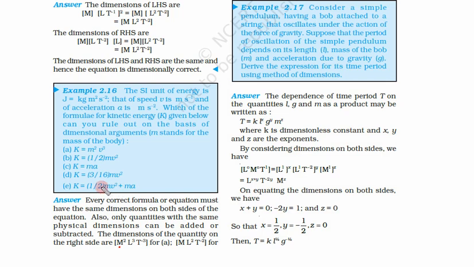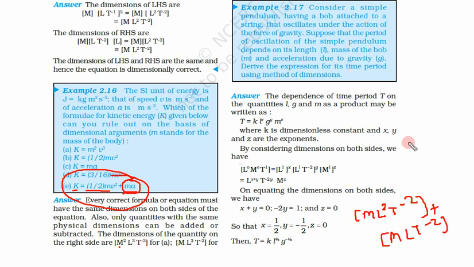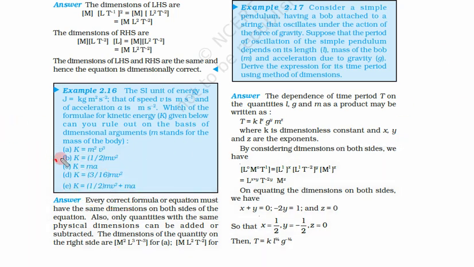What are those two ways? First of all, this first part is definitely equal to the required dimension, but we are adding some quantities. This first one has M L square T minus 2, but the second part has a dimension of M L T minus 2. So these cannot be added, and hence this is not dimensionally correct. So what are the two formulae that were dimensionally correct? This one, B and D. All others are dimensionally wrong.